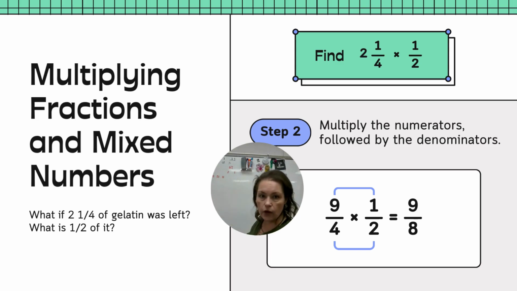So now that I know that 2 1/4 is 9/4, and I said I only want half of that, how would we go about getting that half? Is it that hard? What are we doing? Multiplying the numerators, then the denominators. What's 9 times 1? 9. What's 4 times 2? 8. Got it?